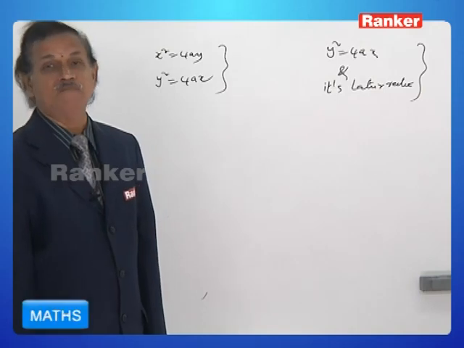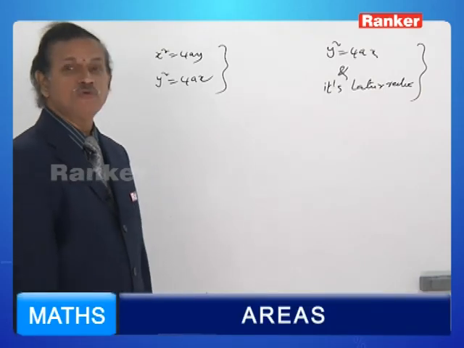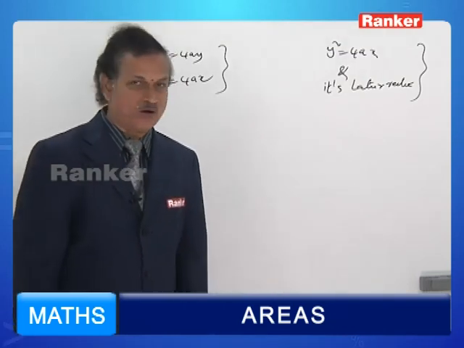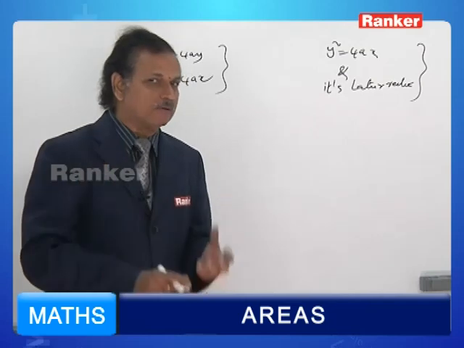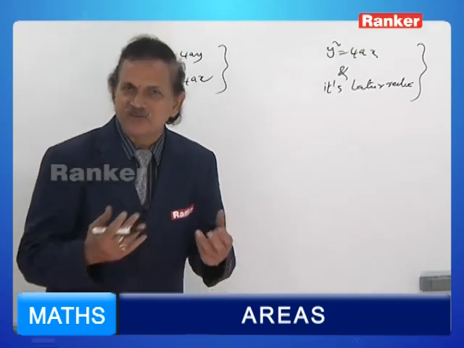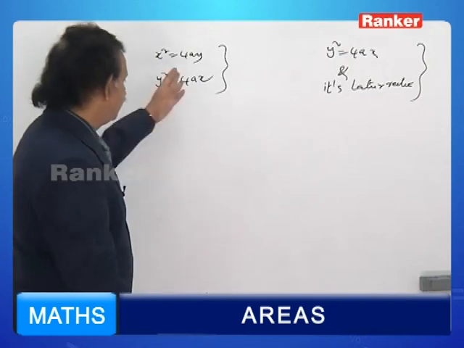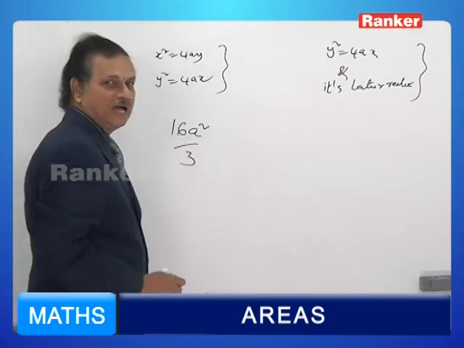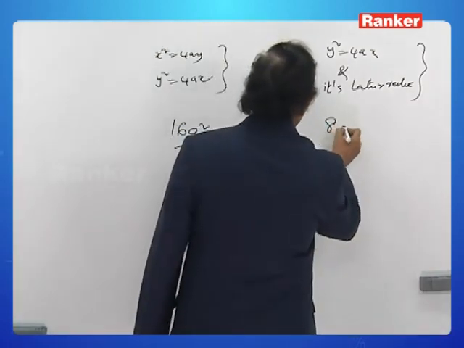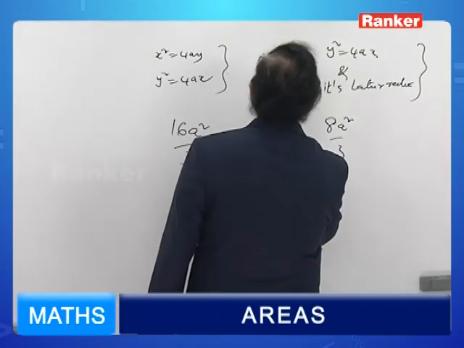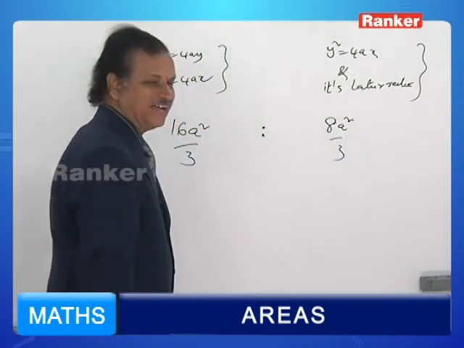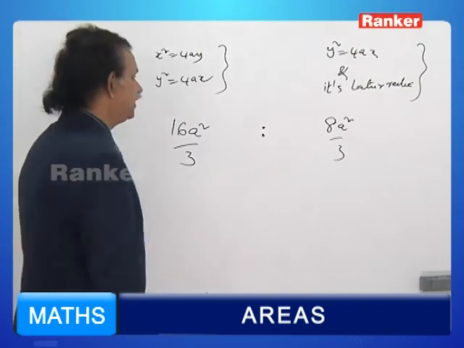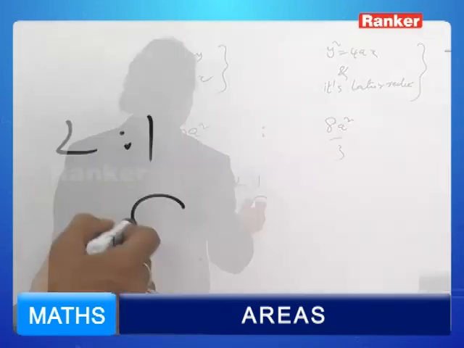Actually speaking, you may have to do it individually. But we have already done these, and we have noticed that those answers are very famous and important. We are supposed to keep them in our mind. We know them, so we can read out the answers immediately. This answer is 16a square by 3, and that answer is 8a square by 3. We are asked for the ratio between them, so a square by 3 will be cancelled on both sides. 16 by 8 is just 2:1.